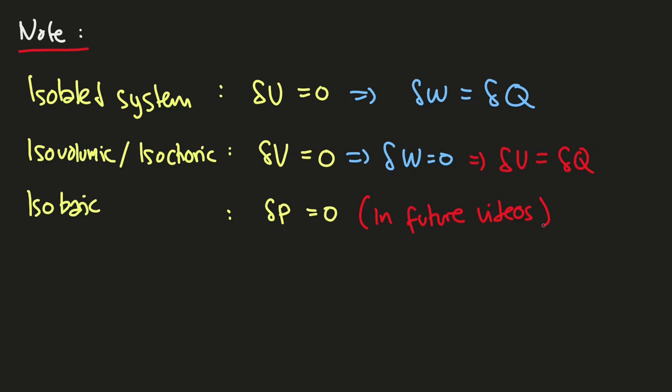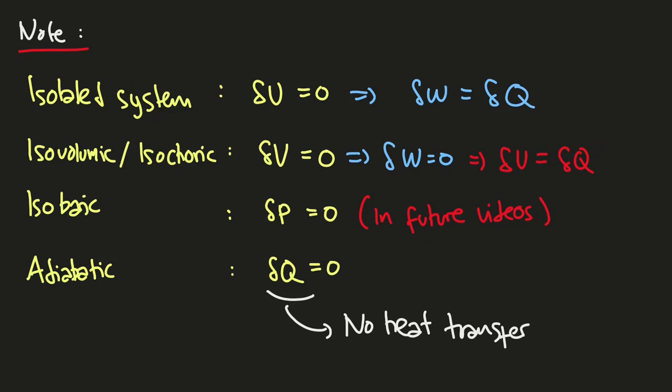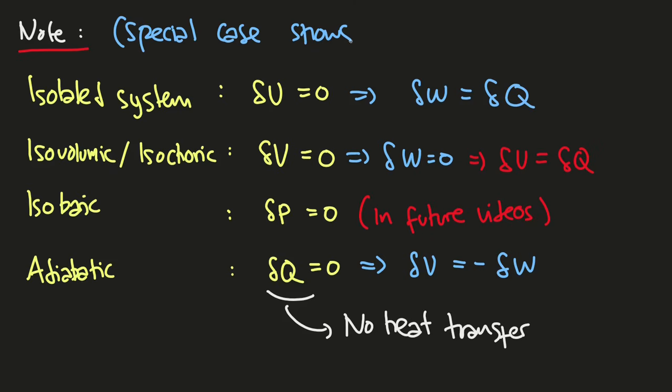And the last one, we have an adiabatic system, when delta Q equals 0, or roughly speaking, no heat transfer, with the consequence that delta U equals minus delta W. Or in classical mechanics, this is a system without dissipation. These four cases are special cases shown in the first law in most literature and most classical thermodynamics problems.